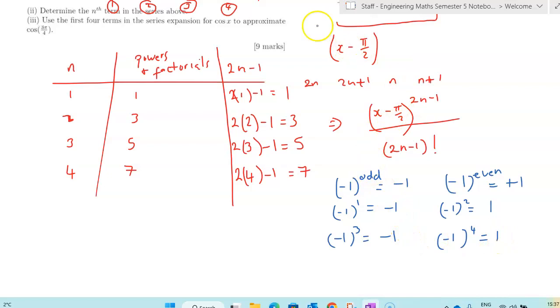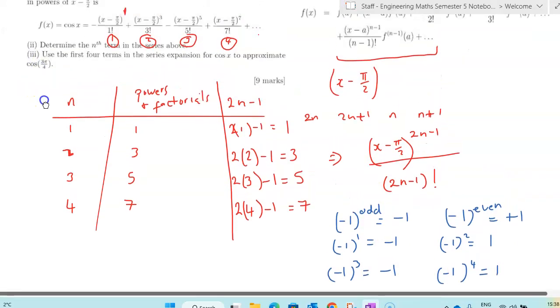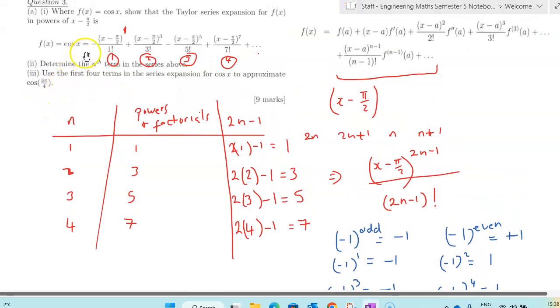So if you look back up at our answer, the series, it starts with a minus there. So when n is 1, that means n is odd. We have a negative power. When n is 2, that's minus 1 squared. That's a positive power. When n is 3, it's minus 1 cubed. That's a negative power, and so on.